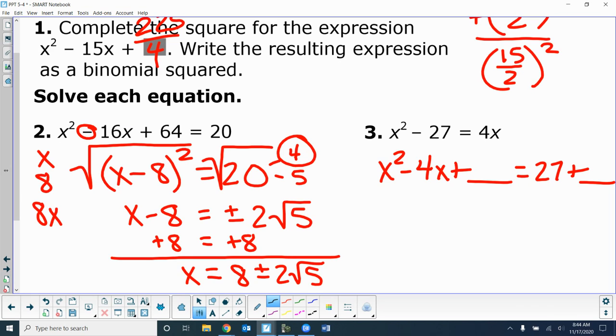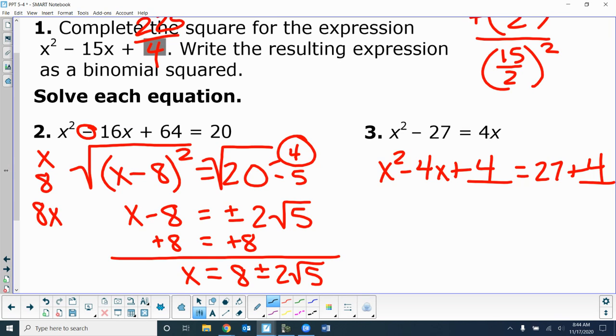Okay? So now what we're going to do is turn this problem into one of these special ones. This one was already special to start. So what we do is we take half of 4, which is 2, and we square that. 2 times 2 is 4. That goes in both blanks. It's always plus blank, for those of you that weren't here.